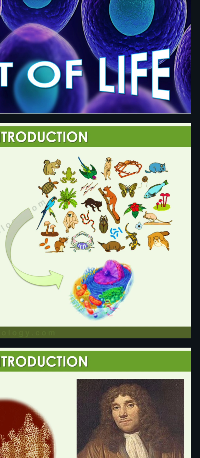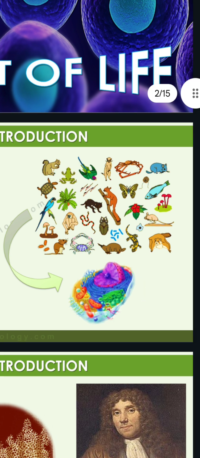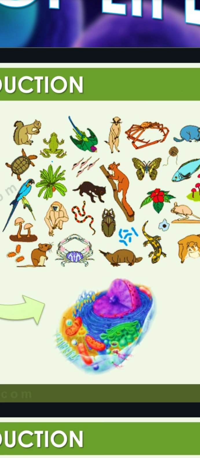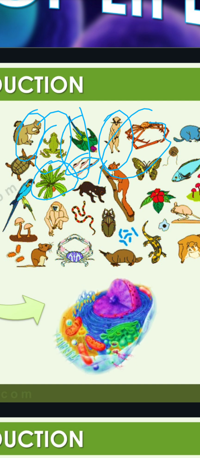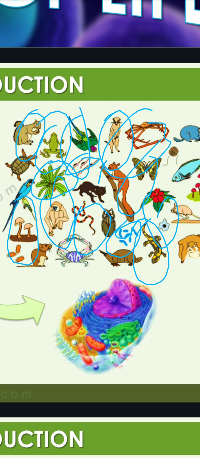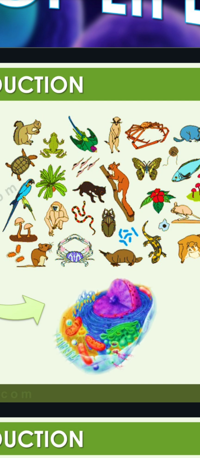So no matter which type of bacteria, no matter which type of living form it is, how complex it may be, the basic thing is that they all are made up of cells. As you can see in the diagram, you see a tree, insects, squirrels, frogs, parrots, butterflies, mushrooms, bacteria, lizards, snakes, monkeys, flowers. These are all made up of the living unit called a cell.